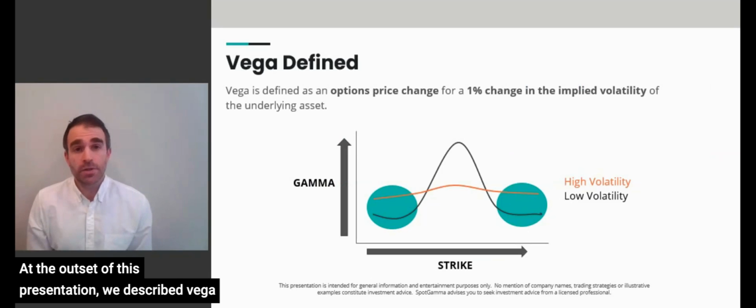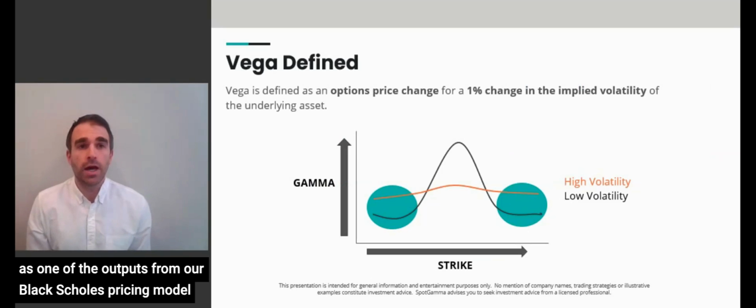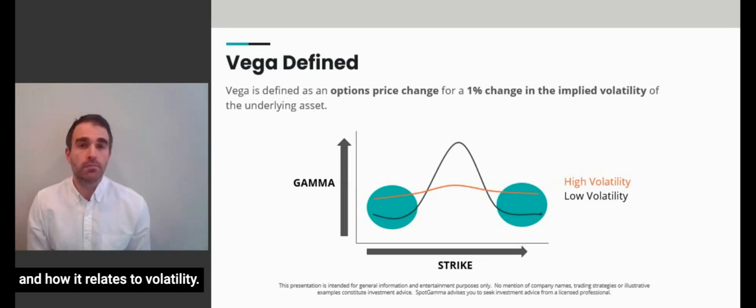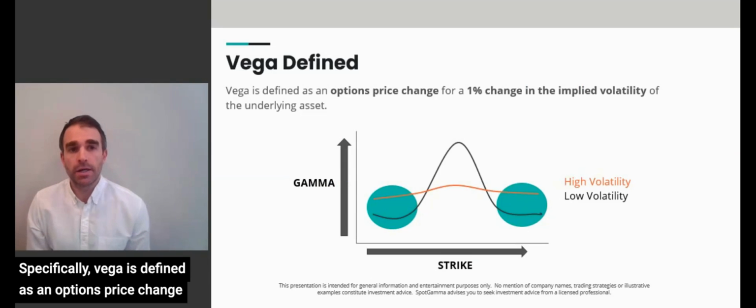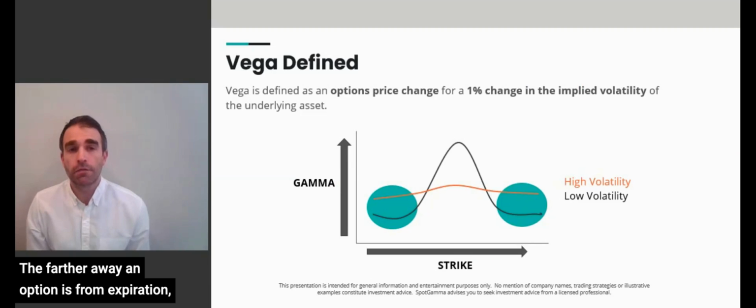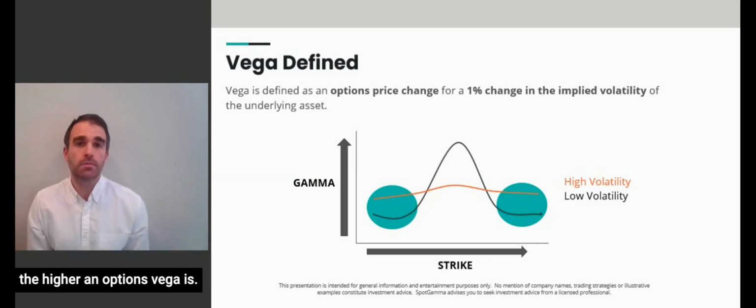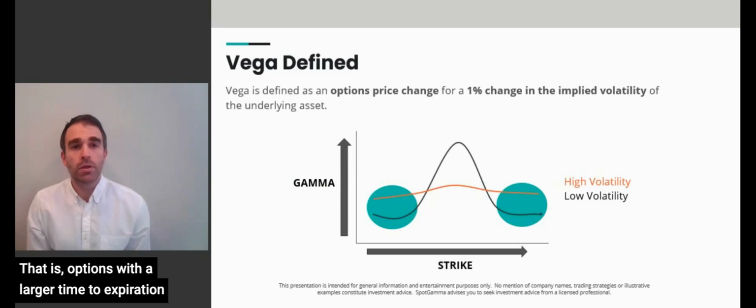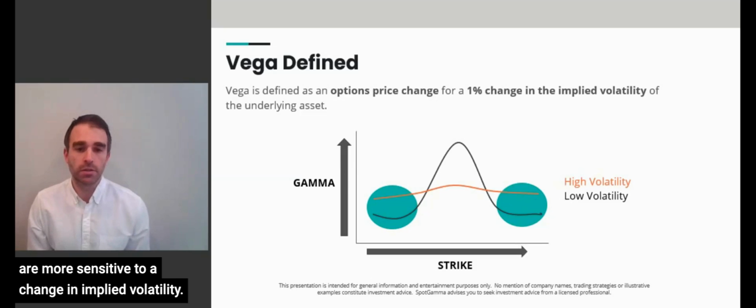At the outset of this presentation, we described Vega as one of the outputs from our Black-Scholes pricing model and how it relates to volatility. Specifically, Vega is defined as an option's price change for a 1% change in the implied volatility of the underlying asset. The farther away an option is from expiration, the higher an option's Vega is. That is, options with a larger time to expiration are more sensitive to a change in implied volatility.